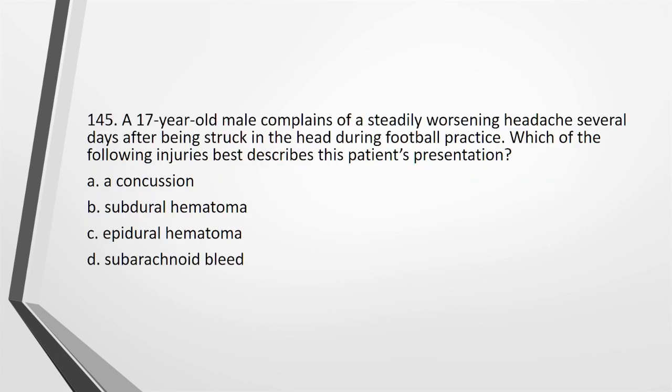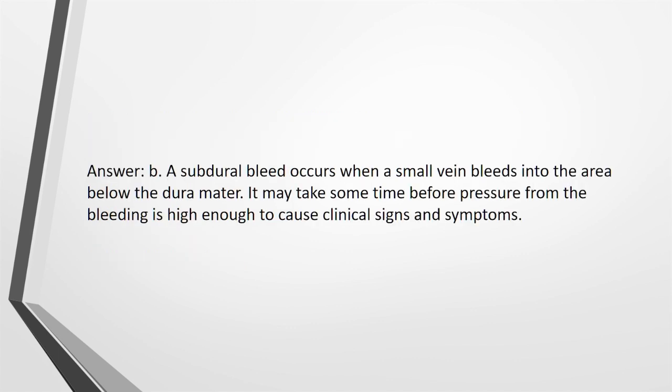145. A 17-year-old male complains of a steadily worsening headache several days after being struck in the head during football practice. Which of the following injuries best describes this patient's presentation? A. A concussion. B. Subdural hematoma. C. Epidural hematoma. D. Subarachnoid bleed. Answer. B. A subdural bleed occurs when a small vein bleeds into the area below the dura mater. It may take some time before pressure from the bleeding is high enough to cause clinical signs and symptoms.